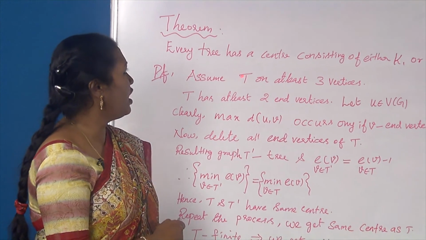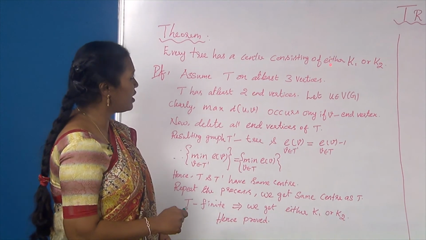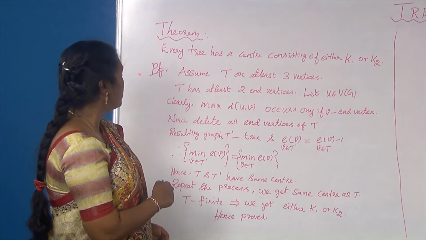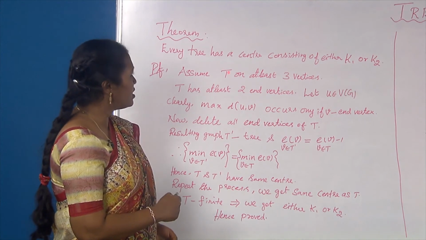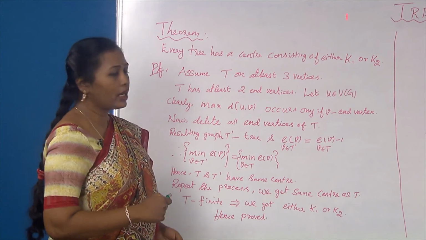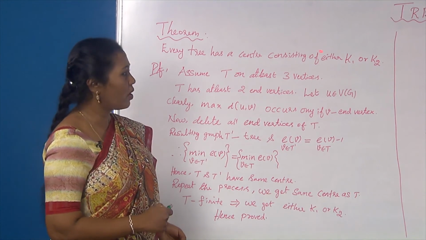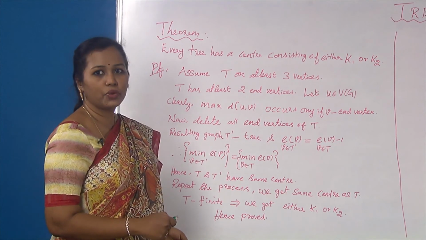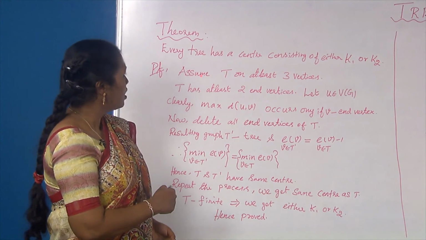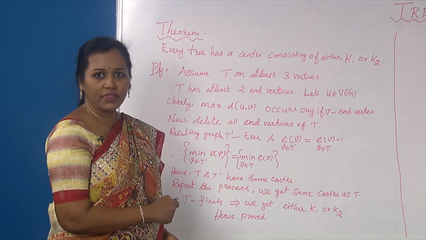So, every tree has a center consisting of either K1 or K2. That is the theorem we are looking for, and the proof is: assume that T has at least 3 vertices. Why? Because when you have only 1 vertex or 2 vertices, it is automatically K1 or K2, thereby it is a trivial case, and therefore, we are jumping over to a tree T with at least 3 vertices.